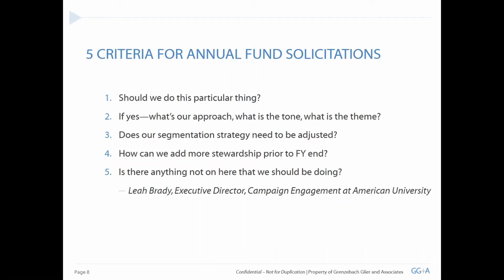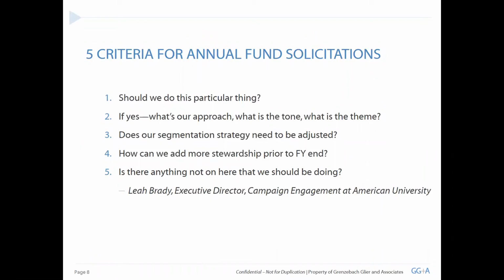And the first one, I'll go very quickly on these. The first one is, should we do this particular thing? I love the way this is worded. It brings us back to the basics and makes us really consider what it is that we want to achieve with this piece, and using this kind of language makes us think in first principles.